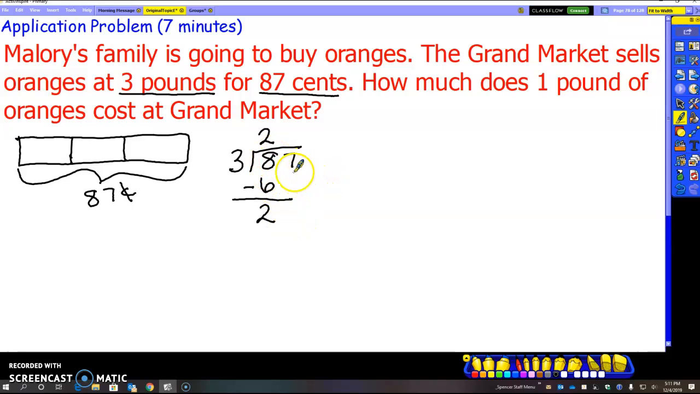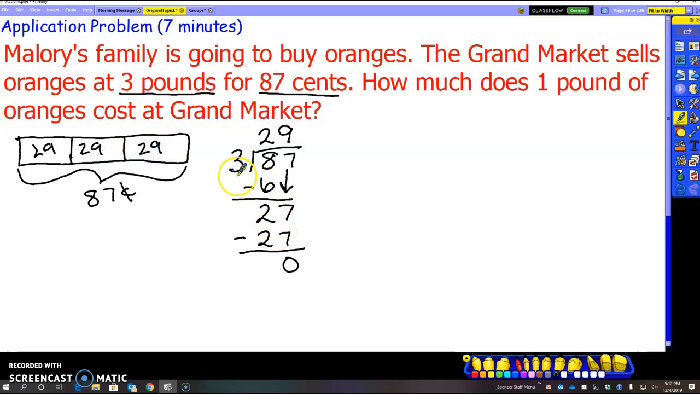I rename, so I bring down my 7. Now I have 3 goes into 27. I think about counting by 3s and getting to 27, and I know that's 9. So 3 times 9 gets me 27. This looks very similar to yesterday. So we're left with a 0 remainder. So my answer is each pound is equal to 29 cents.